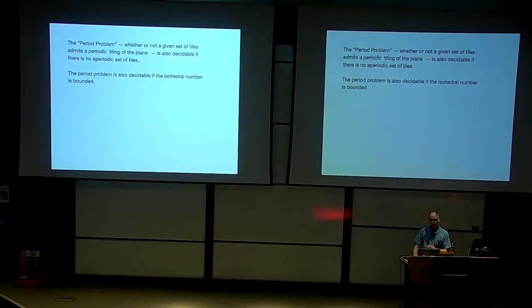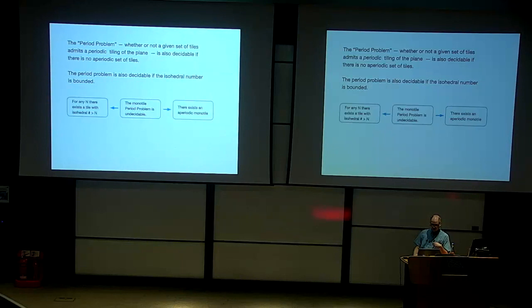And so, in particular, this is the relationship with isohedral number. The period problem is decidable if the isohedral number is bounded. And so we have this little bit. And again, for single tiles in the plane, we don't know if the period problem is decidable or not. We don't know if the isohedral number is bounded, but we do know now that there exists an aperiodic monotile.